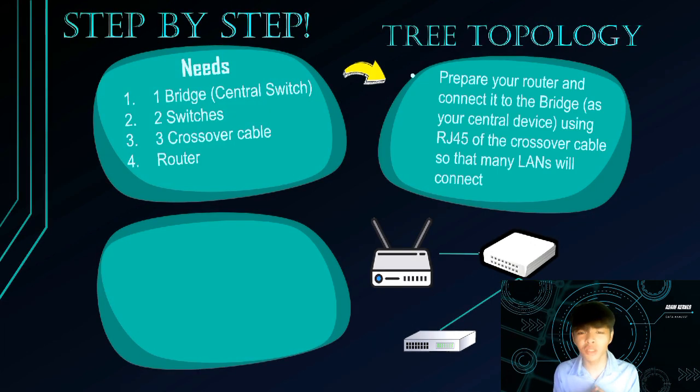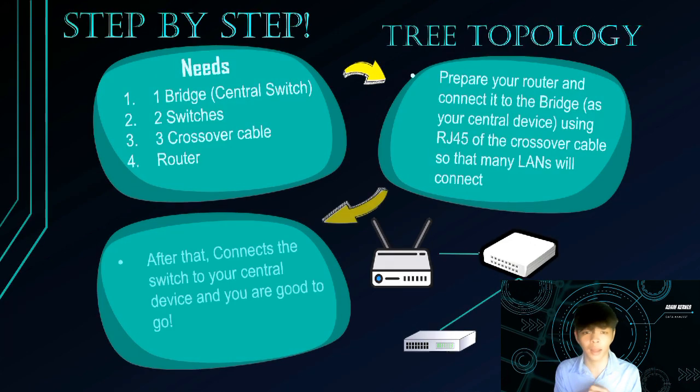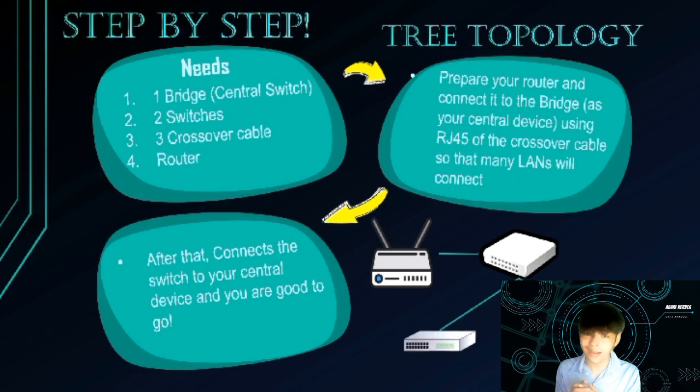Second thing is you need to prepare your router and connect it to the bridge as your central device using an RJ45 crossover cable so that many LANs will connect. Lastly, after that, connect the switch to your central device and you are good to go.